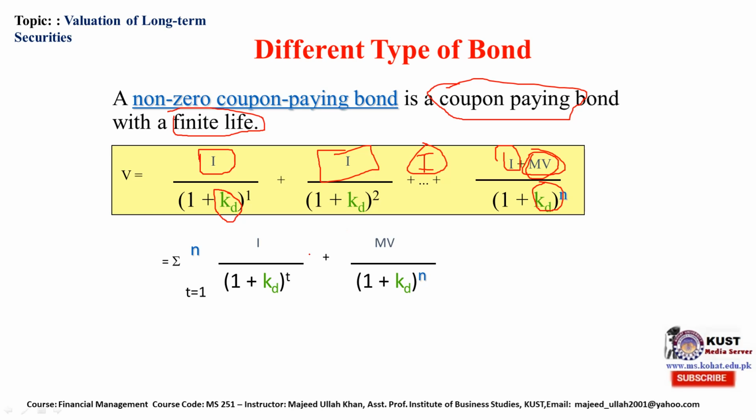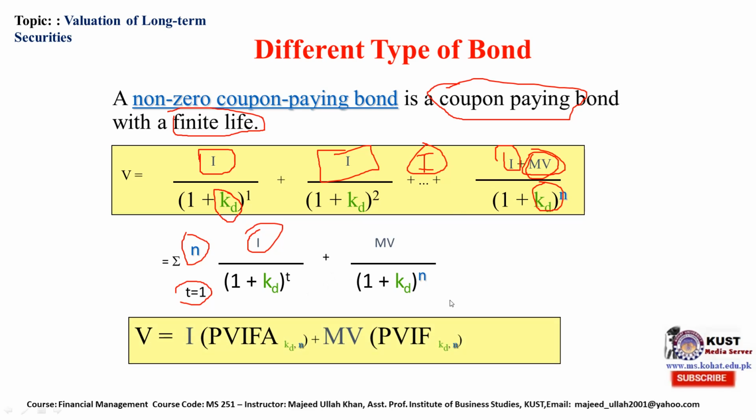So the formula is the summation from t equals 1 up to n of interest divided by (1 plus the required rate of return) raised to the power t, plus the maturity value divided by (1 plus k, the required rate of return) raised to the power n. If we give the value t equals 1, we will get this factor. If we give t equals 2, we will get this factor, then 3, this factor, and up to n, this factor.